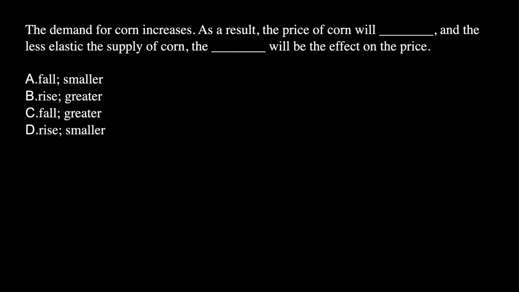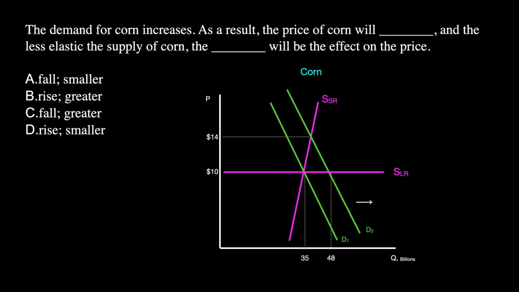Let's work another problem. The demand for corn increases. As a result, the price will blank, and the less elastic the supply of corn, the blank will be the effect on the price. The answer here is B. When the demand for corn increases, the price of corn will rise, and the less elastic the supply of corn, the greater will be the price increase. The graph here illustrates this.